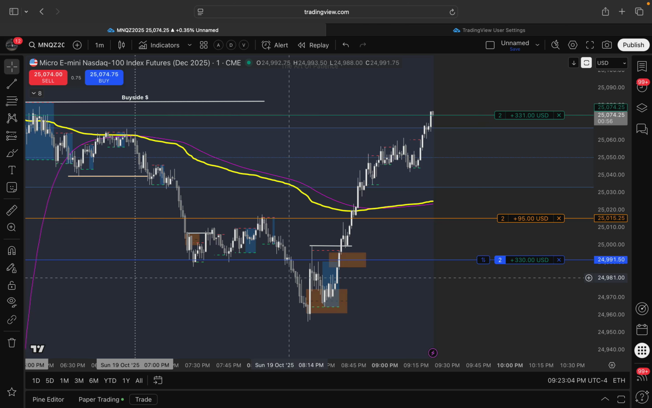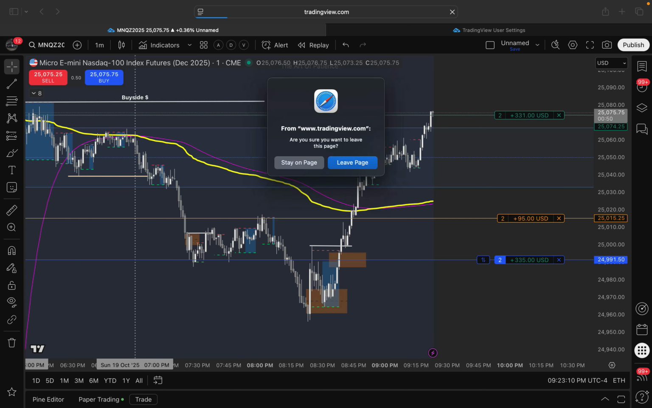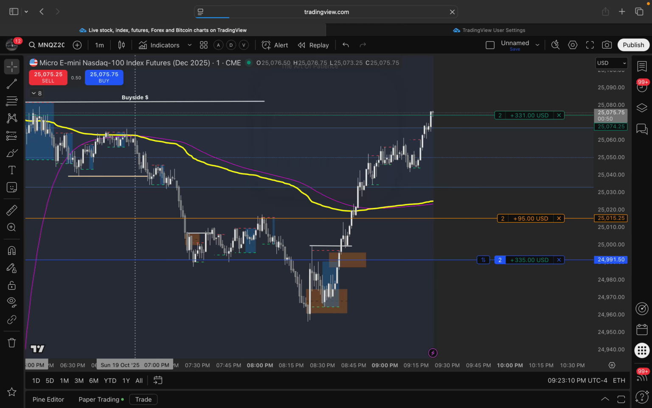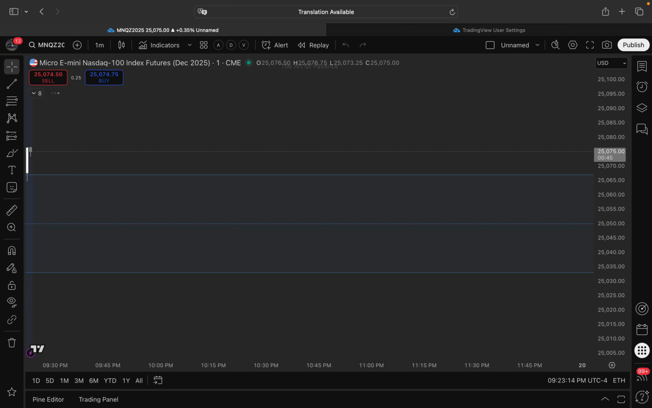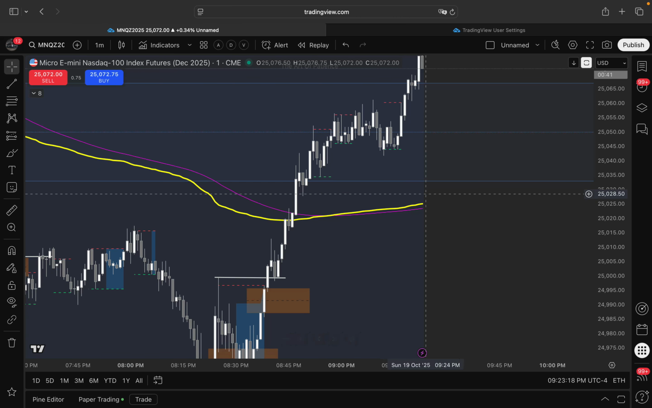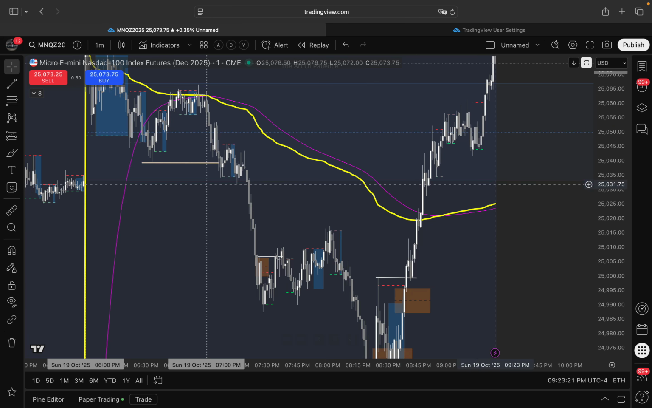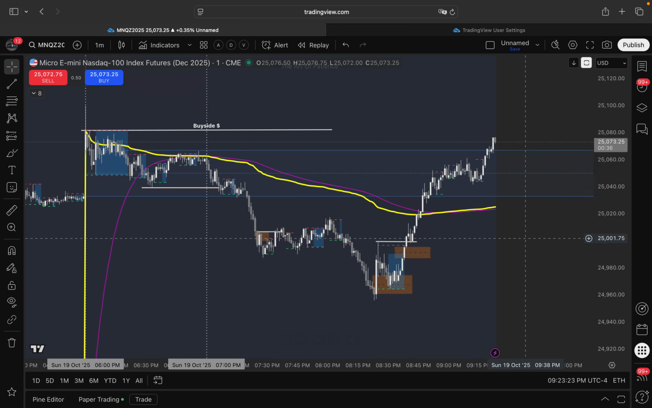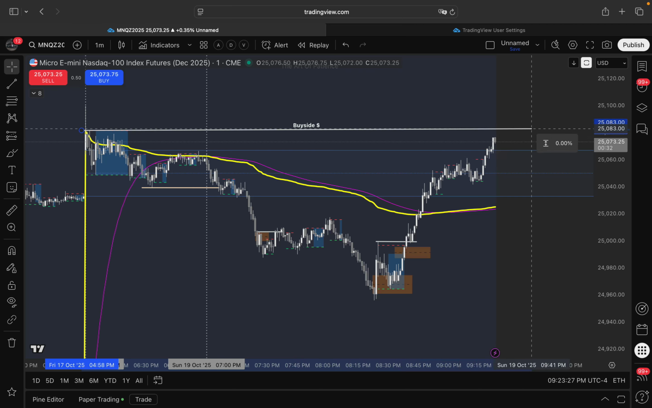All right, so price already tapped into our buy side liquidity. So I'm going to refresh the page, and I'm going to show you that price already tapped into it. And there it goes. That's pretty much it. And that's how it's done. And this is how the Asian Session strategy works. Pretty simple, pretty straightforward. Keep it simple.